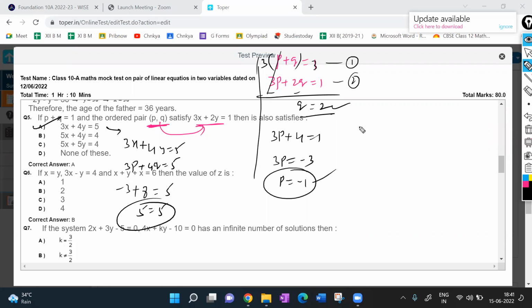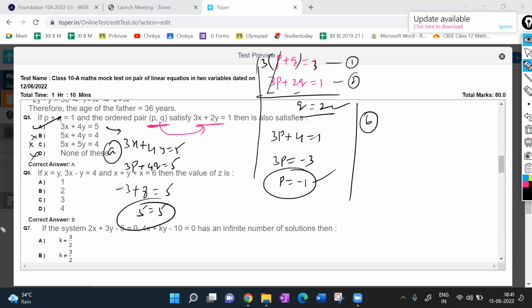Now check option B. This is option A. Option B: here x means P, y means Q. Since P comma Q satisfies the equation, that is what is given, right? So substitute one by one. So minus 5 plus 8. No, option B is not possible. C is also not possible. Option E is the right answer. Check. This is the quickest way to do it.